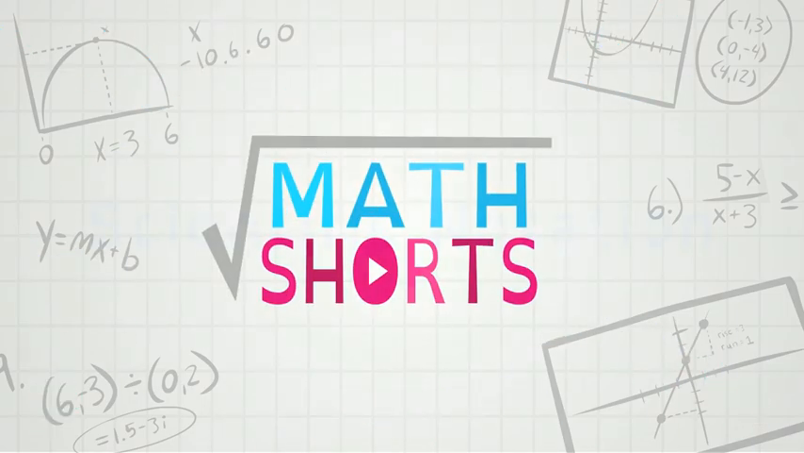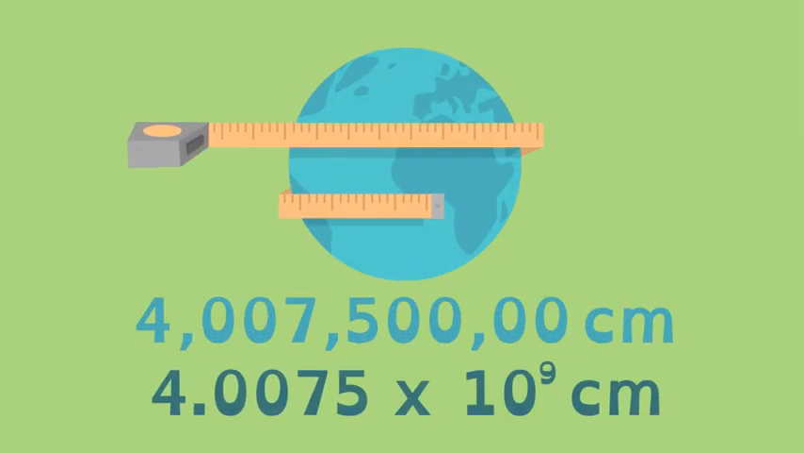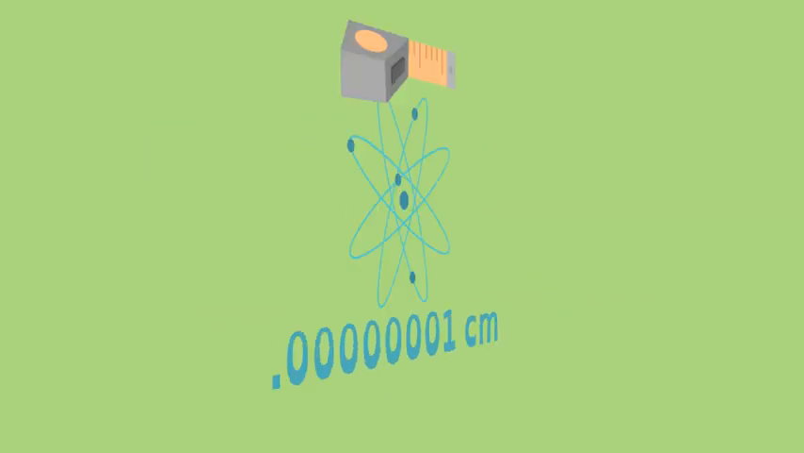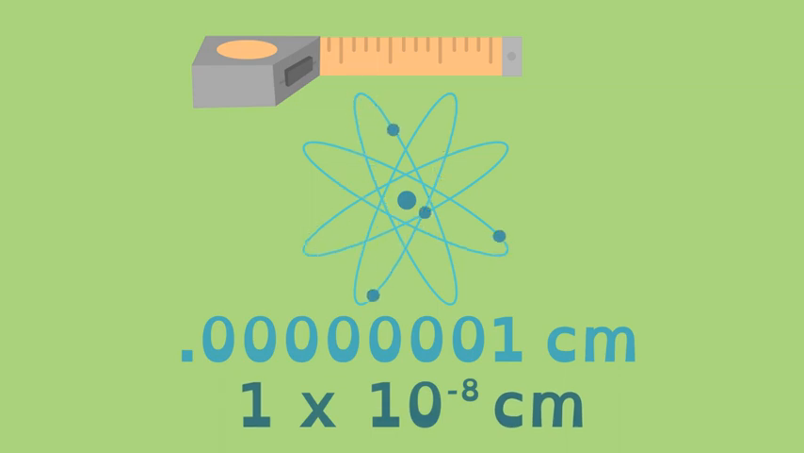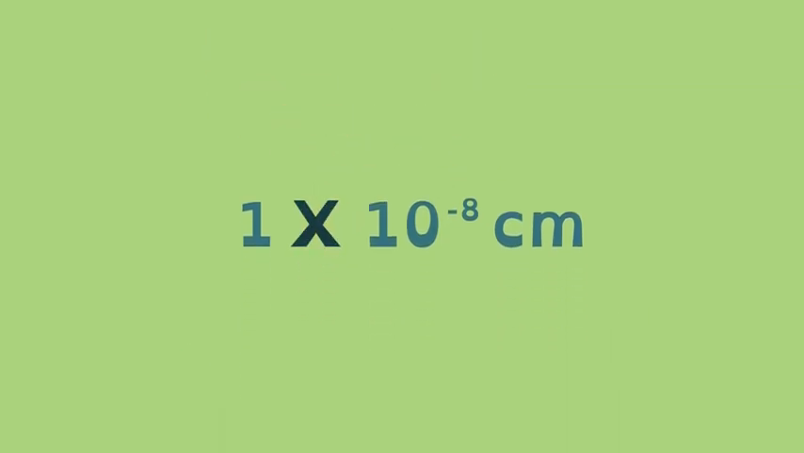Math Shorts. Scientific notation is a concise way to express very large numbers, such as the circumference of the Earth in centimeters, or very small numbers, such as the diameter of an atom. Scientific notation is written as a product of a number and a power of 10.